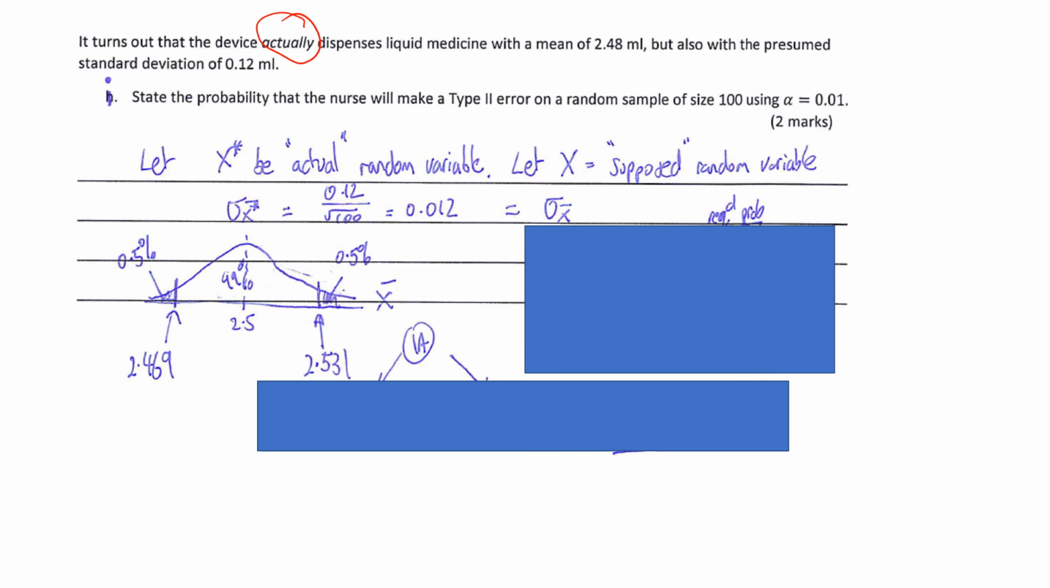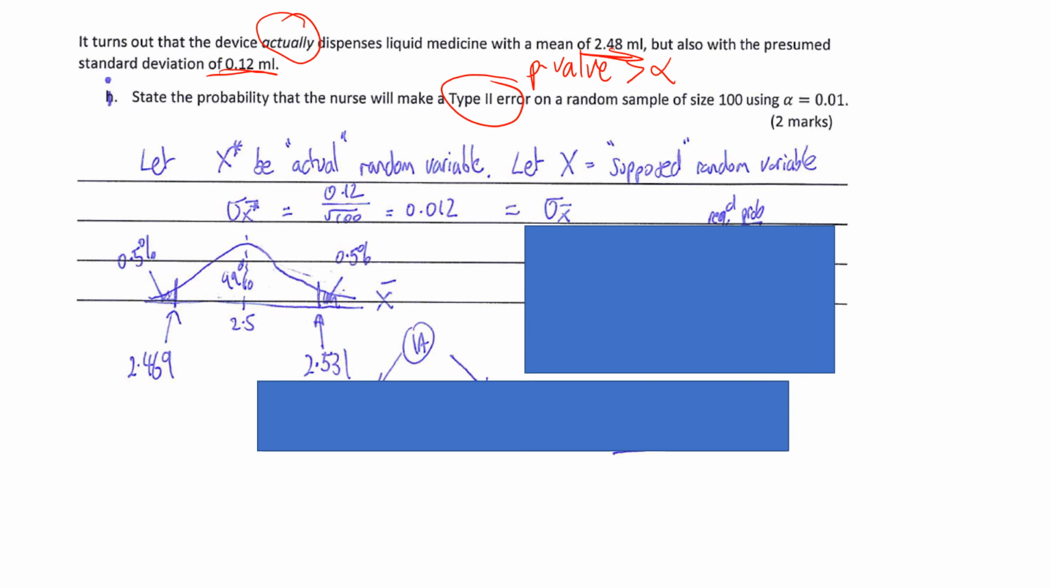The device actually dispenses liquid medicine with a mean of 2.48 mils, but with the same standard deviation of 0.12 mils. State the probability that the nurse will make a type 2 error. So what is that all about? That they'll think that there's not enough evidence to reject the null. In other words, the p-value is greater than alpha.